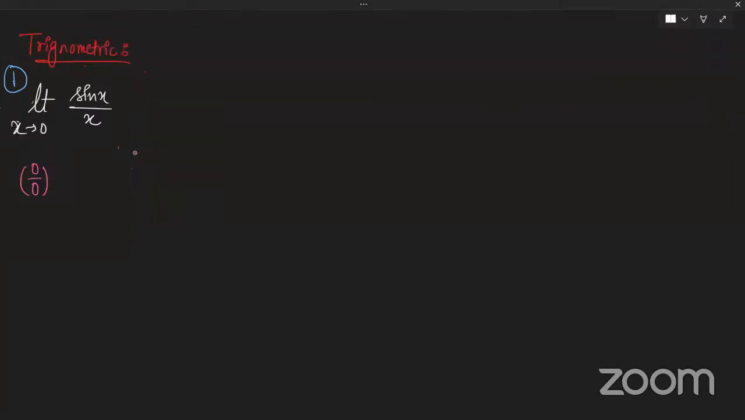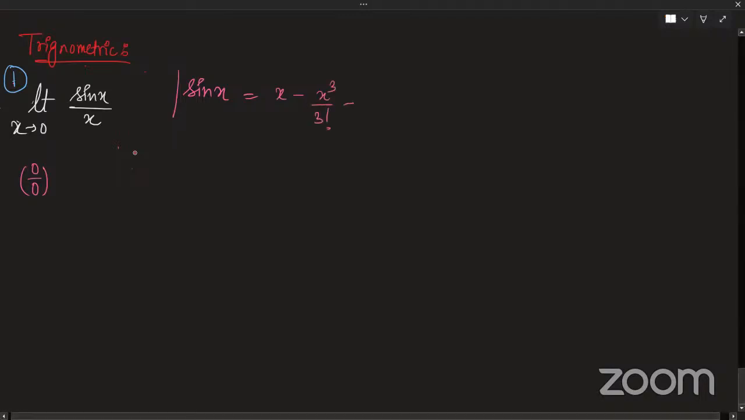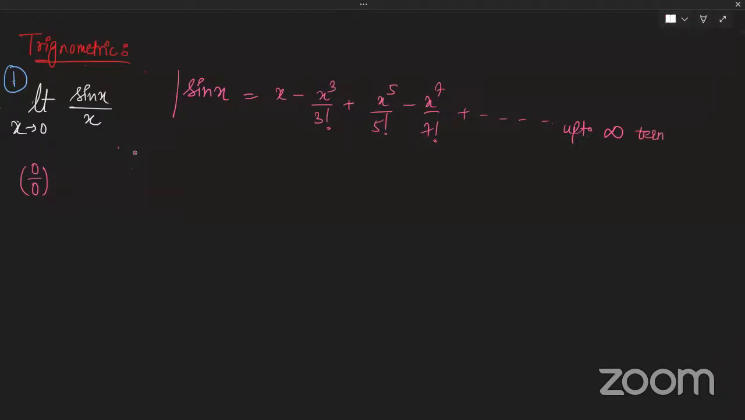previous chapter, in which I had taught you that there is an infinite polynomial expansion of sin x. Does anyone remember it? What is the infinite expansion of sin x? I can write sin x as an infinite polynomial. Its value is x minus x cube by 3 factorial plus x raised to 5 by 5 factorial minus x raised to 7 by 7 factorial, and so on up to infinity. Remember this, everyone? We had discussed this in the last chapter, sequence and series.